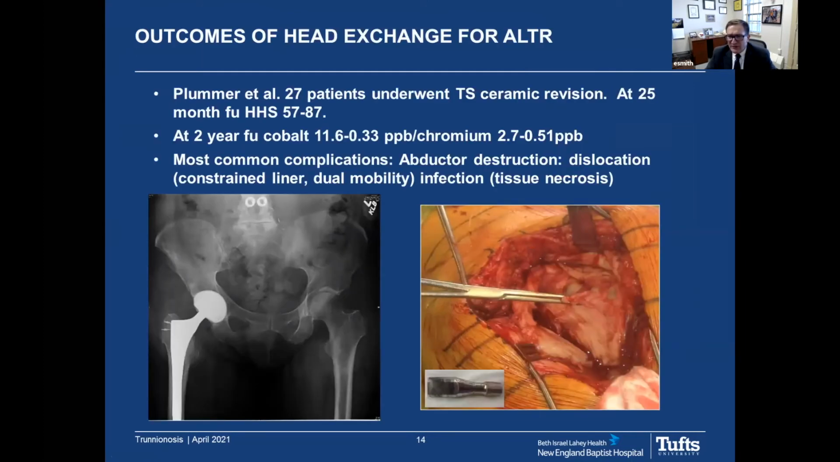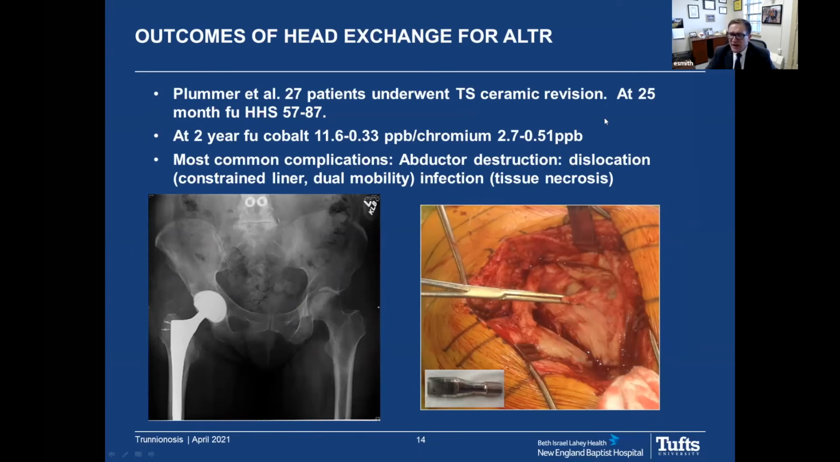So what are the outcomes of the head and liner exchange? In general, they're pretty good. Plummer reported 25 revisions at follow-up of somewhere between 5 to 7 years, with a 2-year follow-up with Harris scores. You can see that by doing this head liner exchange, just like I've shown, the cobalt levels were reduced almost down to nothing. Chromium levels were reduced almost down to nothing.